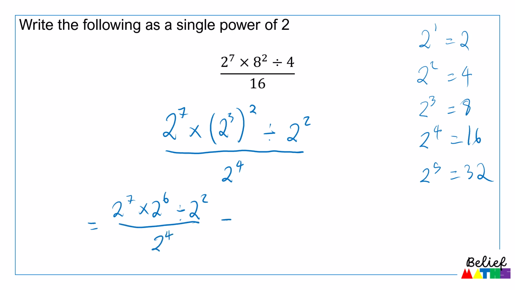If we tidy up the top, again, when we multiply our first two, we're going to add this 7 and 6 to get 13. And then because it's divide, we're going to subtract that 2. So 13 take away 2 is 11. So that's 2 to the 11 over 2 to the 4. And then as we've seen before, that fraction just means we divide. So we're going to subtract the two of those and get 2 to the power of 7. Now it asked us to write as a single power of 2, so that's fine. We don't need to evaluate it. That's our final answer.